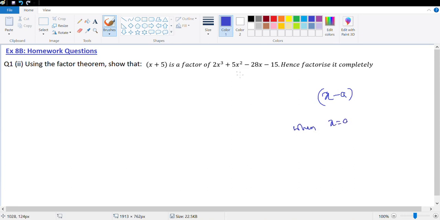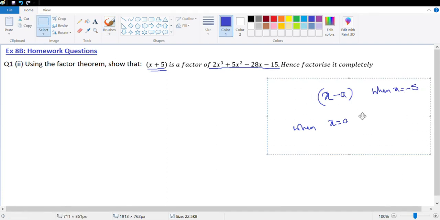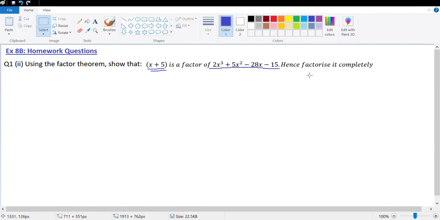So for example, in this case, if I divide this polynomial by x plus 5, the remainder will be the value of the expression when x is equal to negative 5. Now, what does the factor theorem say? Factor theorem says that in case the remainder is 0, then x minus a is a factor. So, in this case, if the value of this expression when x is equal to negative 5 is 0, then we will be able to prove that x plus 5 is a factor.